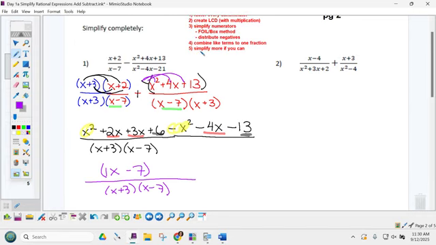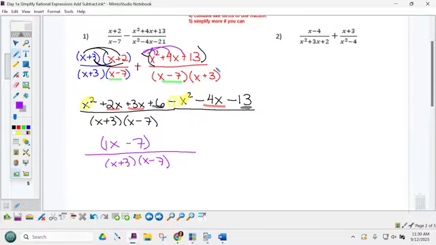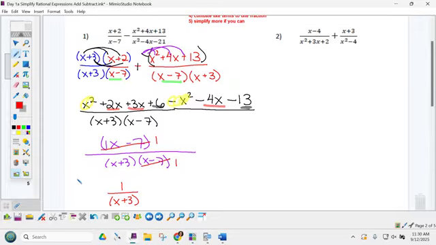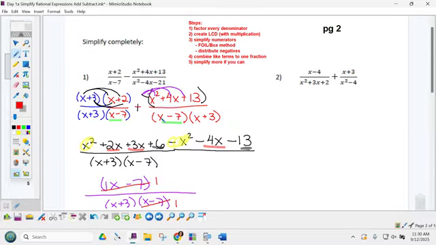The last step, simplify more if you can. I can. X minus 7 divided by itself simplifies to 1. Any term divided by itself is 1. So our final answer is 1 divided by x plus 3. Okay, let's try that again on number 2. Factor every denominator.